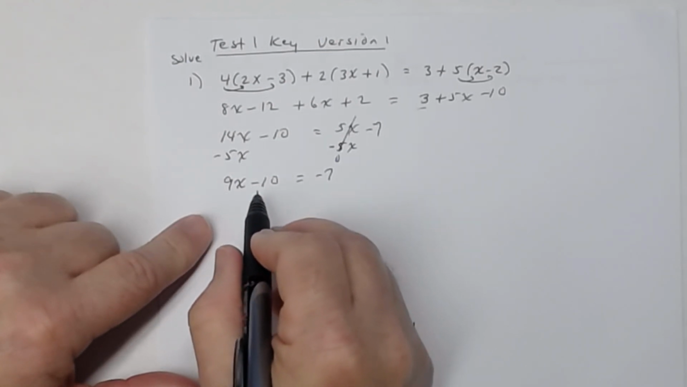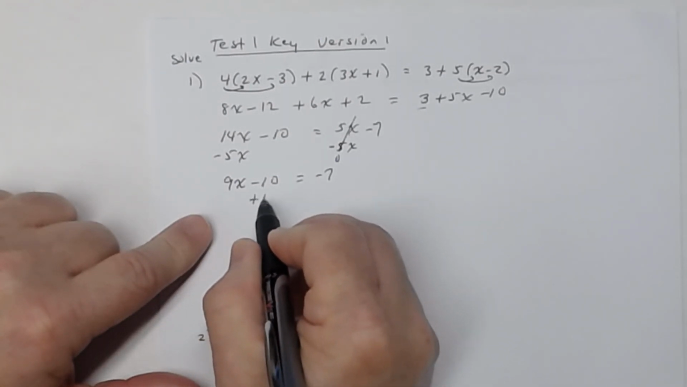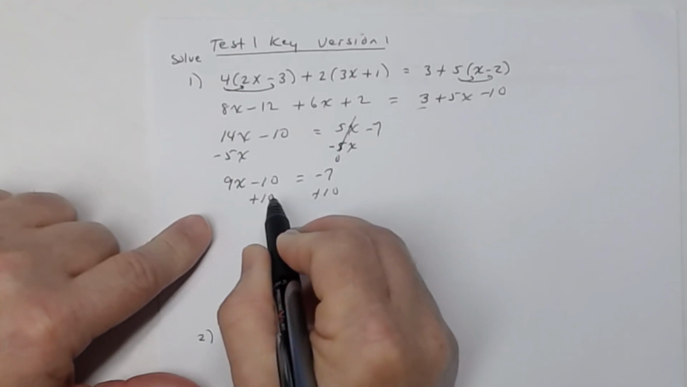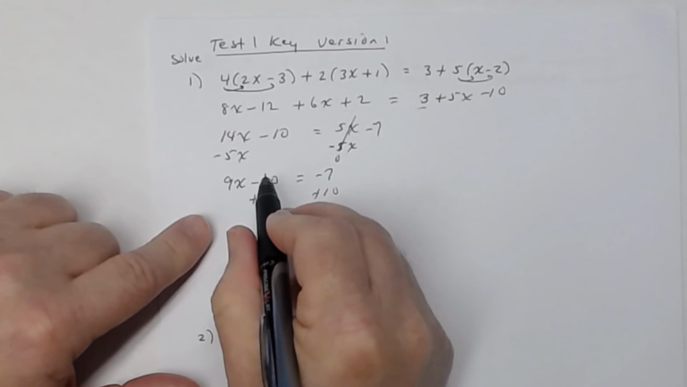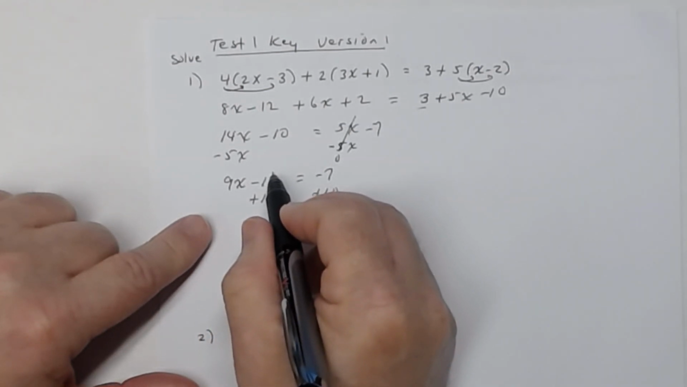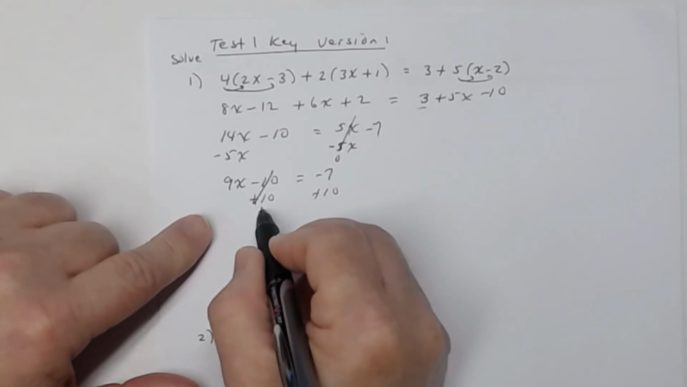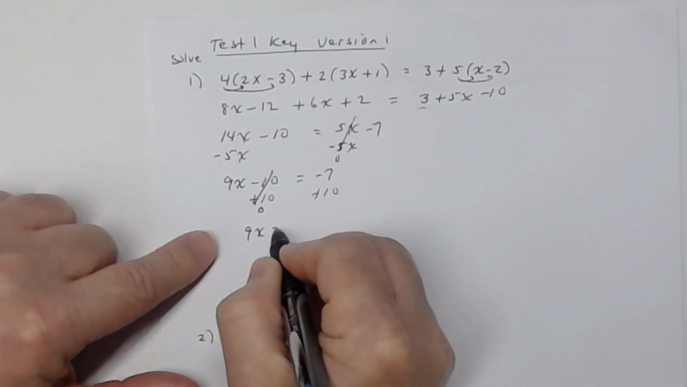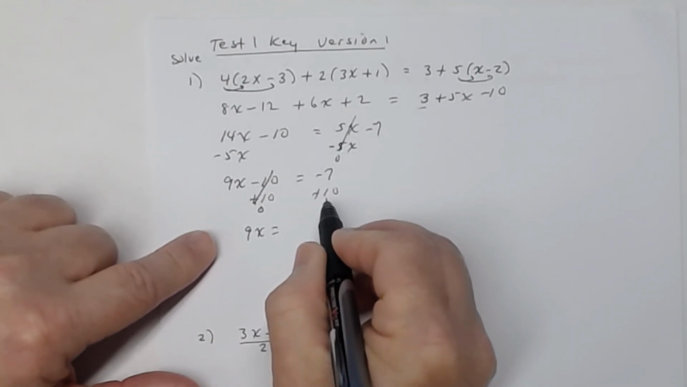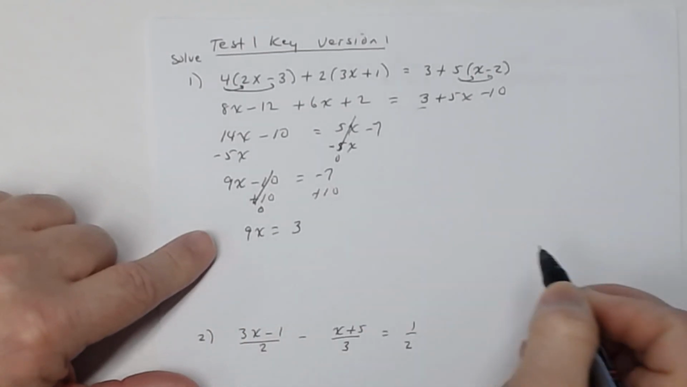So right now I'm subtracting 10. The opposite is to add 10 to both sides. So you want to bring the constant to the right-hand side. Combining like terms, notice I'm aligning my like terms, so now I'm going to combine them. A negative 10 and a positive 10 is 0. 9x plus 0 is 9x, equal. And then a negative 7 plus 10 is a positive 3.